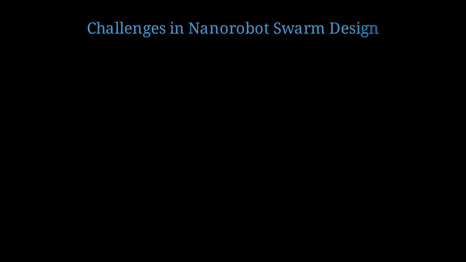Despite the promise, significant challenges remain. What are the major obstacles we must overcome to realize functional nanorobot swarms? Power is a critical challenge. Batteries don't scale down well. We need alternatives: harvesting chemical energy from the environment, wireless power transfer, or utilizing biological ATP if operating in vivo.